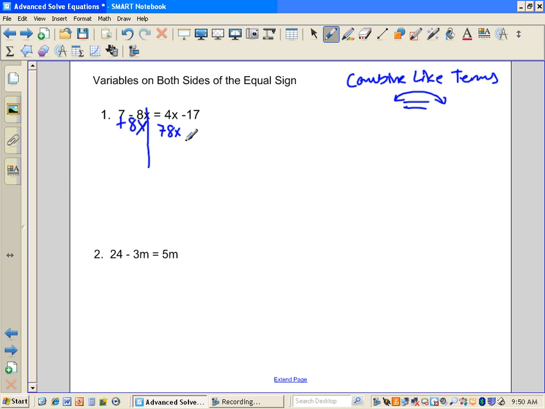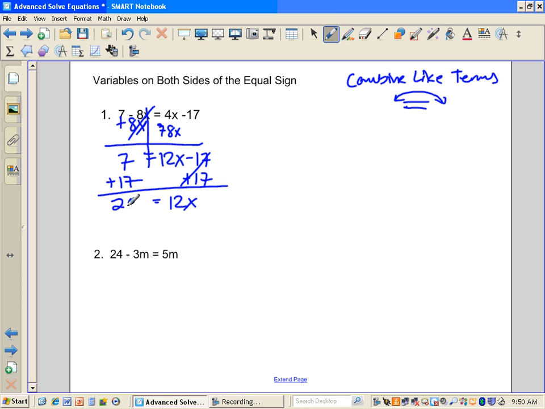I guess I'm writing too close to that. And the 8x's cancel. And so I have left on this side 7 is equal to 4x plus 8x, that's a plus sign, is 12x minus 17. And I'm going to add 17 on both sides. And this is going to work out nicely because I have 12x is equal to 24. Divide by 12. X is equal to 2.